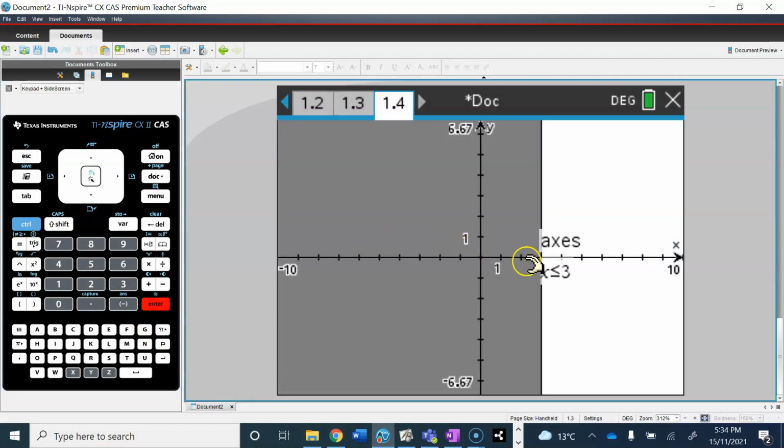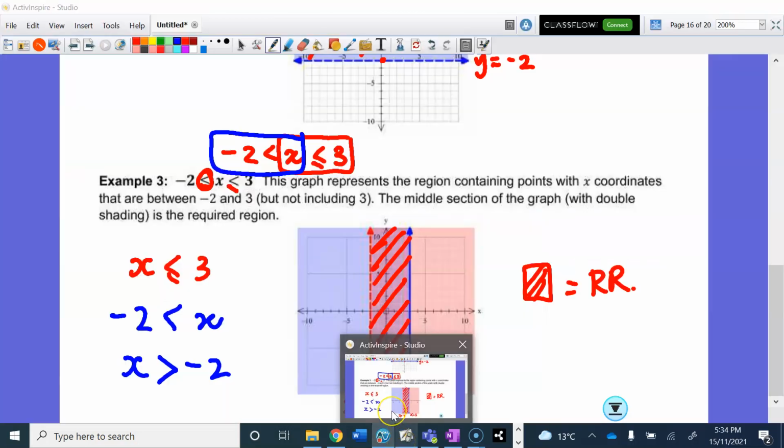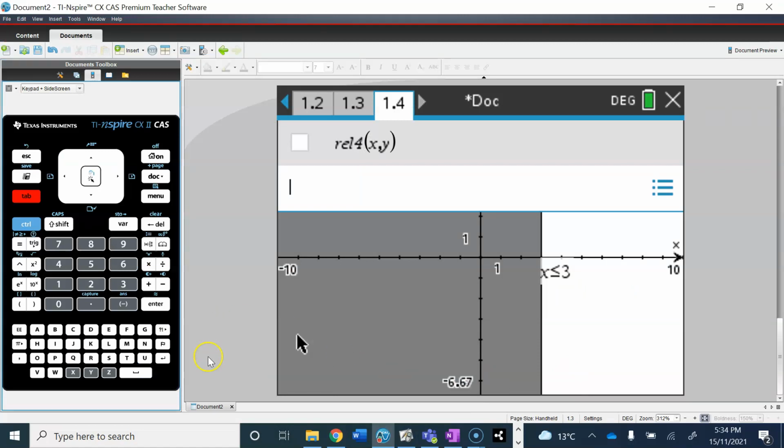That's the first part of the graph. And then I want to put another graph on top of it. So I'm going to go tab to open up that line again. And my second one was x is greater than -2. Okay, x is greater than -2.